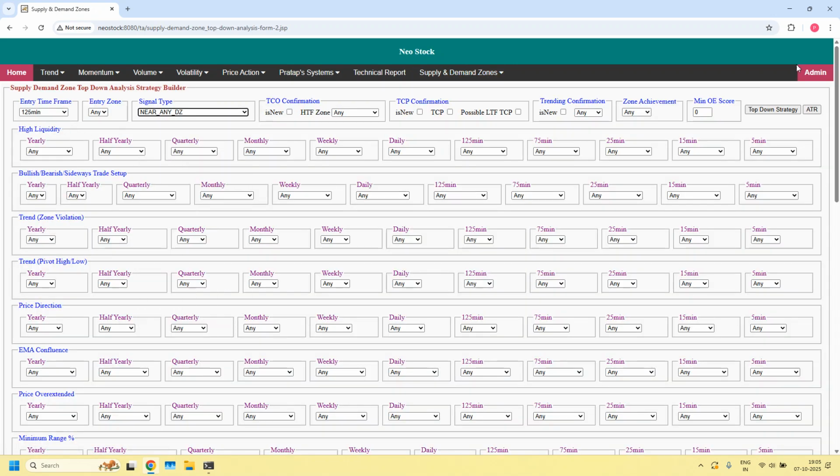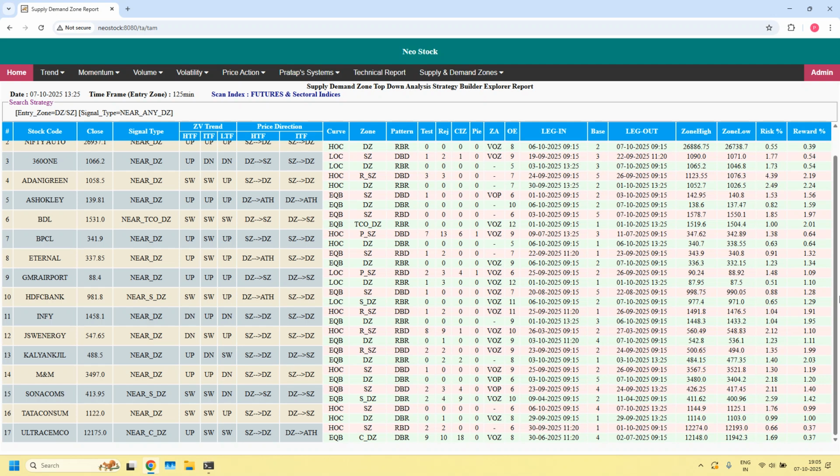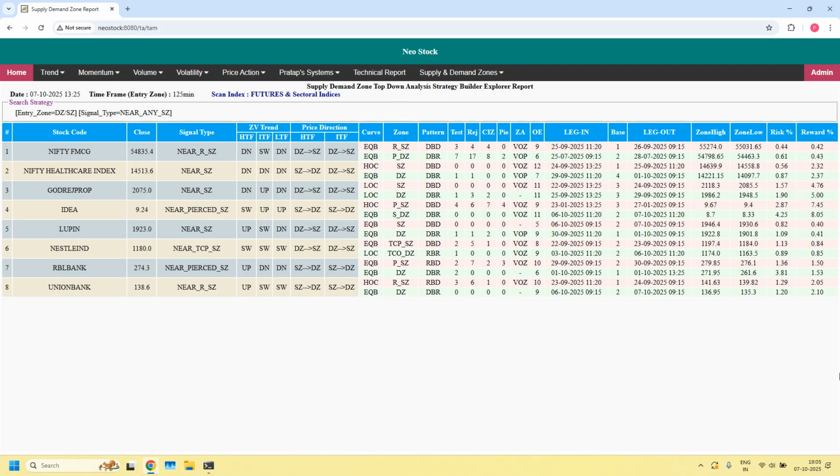Stocks near the 125 minutes demand zone. We got 16 stocks, 16 or 17. First 15 stocks in the list. Scrolling the list down, 17 stocks are filtered. Okay, next, stocks near to the 125 minute supply zone. We got 8 stocks.